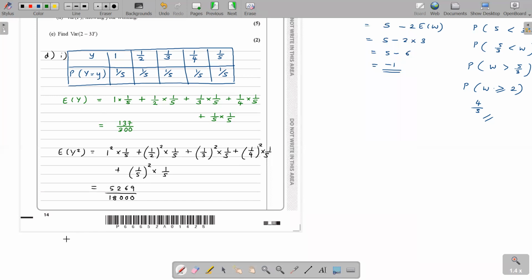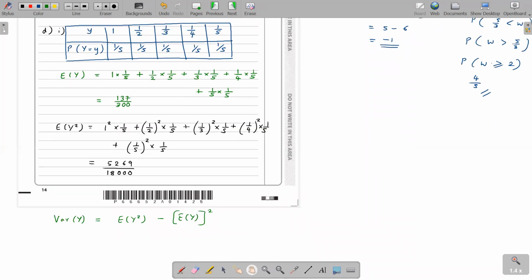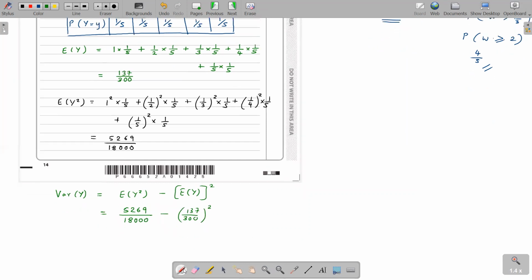Okay, then we'll find variance of y. So variance of y is EY square minus EY whole thing square. EY square is 5,269 over 18,000, minus EY is 137 over 300, whole thing square. How much is it? Simplify.